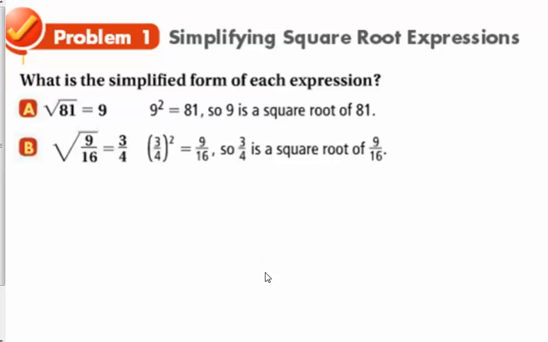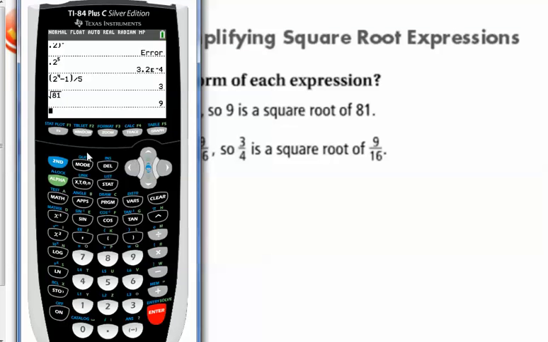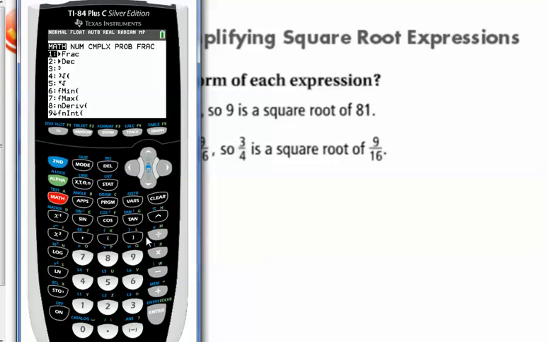When you're looking at part B, you have the square root of 9/16 equals 3/4. I can grab my calculator, and I can go second square root, in parentheses, 9 divided by 16. Now if I do 9 divided by 16, it should give me an answer of 0.75. If I hit the math button on my calculator and hit enter for frac, it will give me 3/4. Now see, that takes too long.